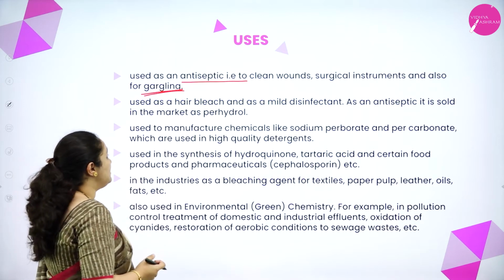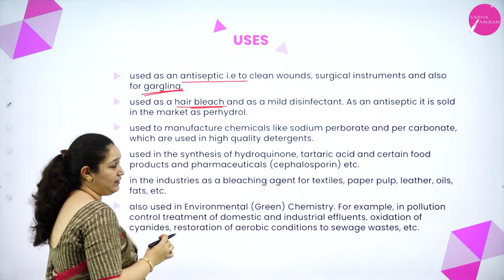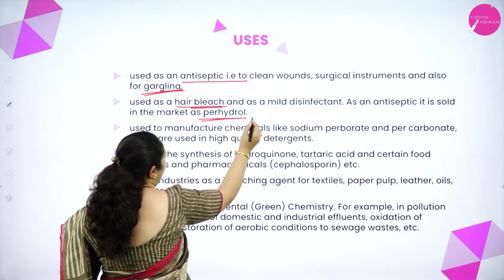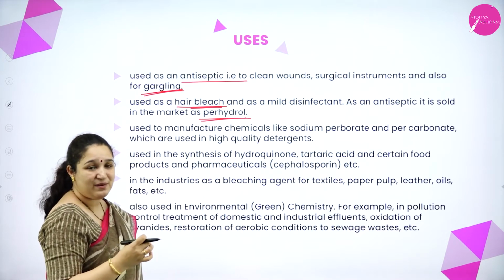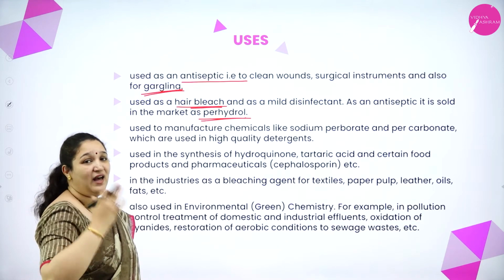That is because it has the antiseptic property. Okay. Next, it is used for hair bleach and as a mild disinfectant. As an antiseptic, it is sold in the market as perhydrol. Okay. Antiseptic name: perhydrol. It is also used for bleaching hair.